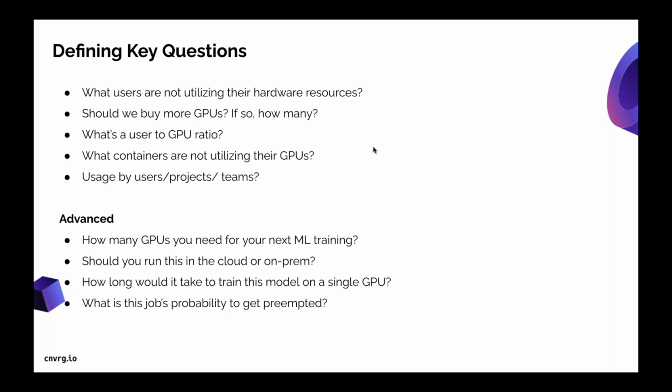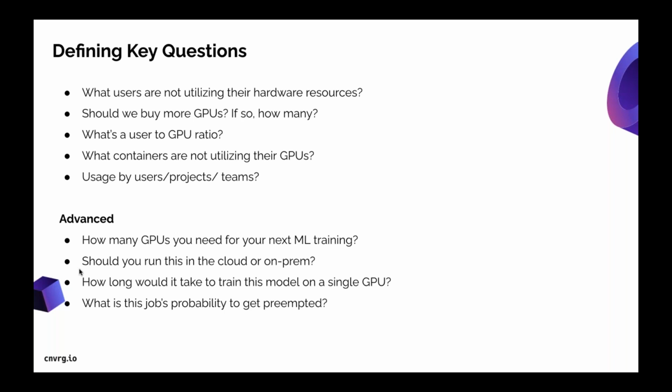Also, maybe it's a software issue. So what kind of containers are not utilizing the GPUs? Maybe creating some chargeback reports, usage based on users, projects, teams, whatever you want. And for more advanced insights, maybe some recommendations and stuff like that.